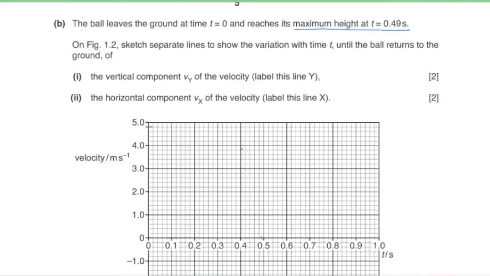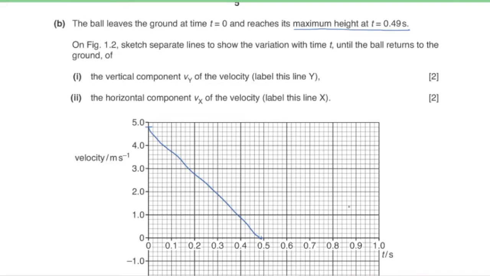So for this part, we'll have 4.8 here on the y-axis at time t equals 0, and 0.49 seconds later we'll have 0 meters per second of speed at maximum height. A straight line from 4.8 to 0.49 seconds. A straight line because of constant acceleration, and negative gradient because it's rising up in the air and has got a magnitude of negative 9.81.